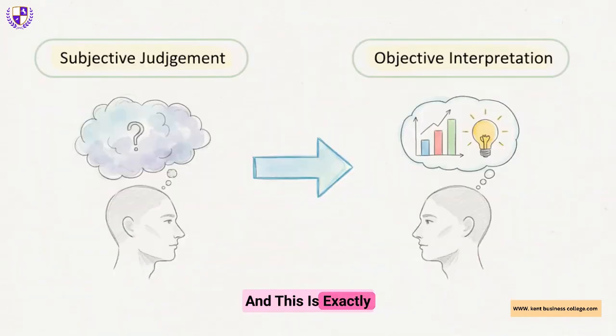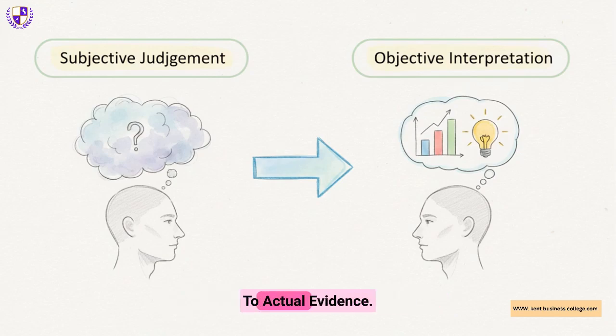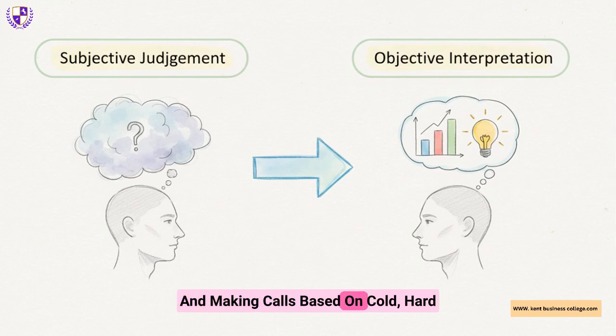And this is exactly why it's so important. You know, before, a lot of project decisions were based on gut feelings, on what someone thought was happening. But with K28, you're moving away from all that. You're going from guesswork to actual evidence. You're spotting risks way earlier and making calls based on cold, hard facts, not just someone's opinion.